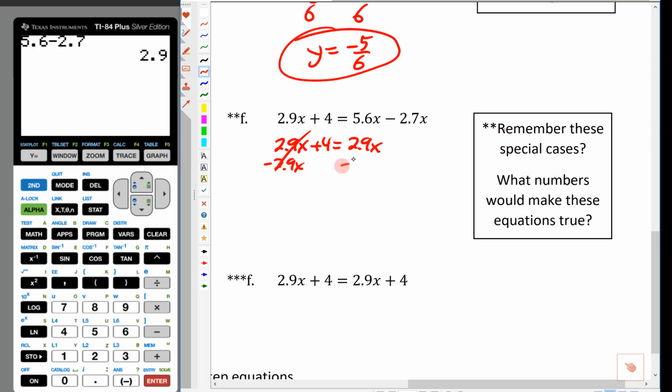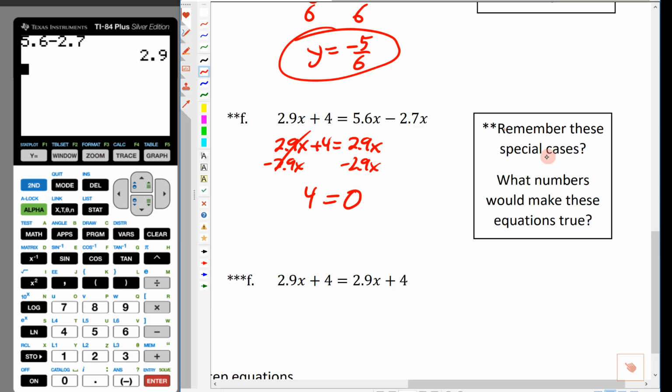Those are going to cancel. I'm going to subtract 2.9x here. So what I end up with on this side is a 4, because those are additive inverses. They turn into a 0. And over here I have 2.9x minus 2.9x. Well, 2.9x minus 2.9x is 0. So on this side we end up with a 0.